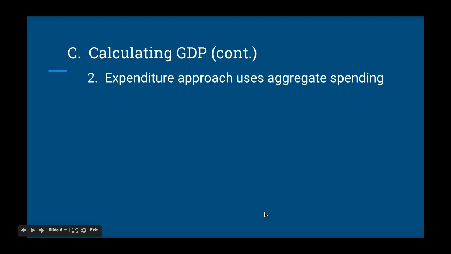The expenditure approach uses what we call aggregate spending. And I believe this will be the first time that we actually have encountered the word aggregate. You will come across aggregate several times throughout the rest of the semester. Aggregate is basically the whole, looking at it as a whole. When we talked about, in the intro, we talked about supply and demand, and we talked about it for a particular product. Now, when we talk about aggregate, we're talking about for the country as a whole.